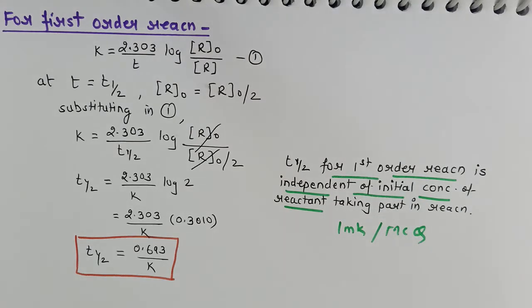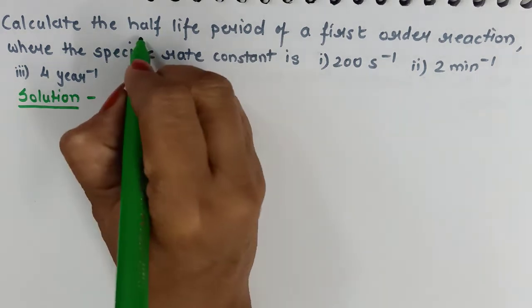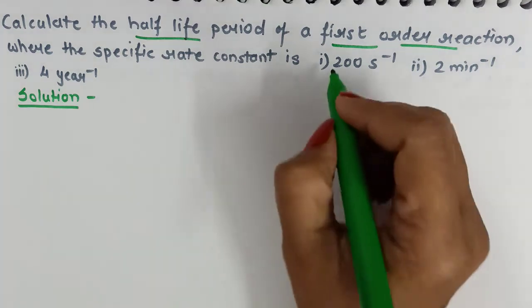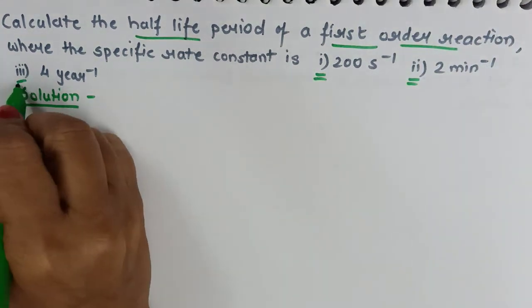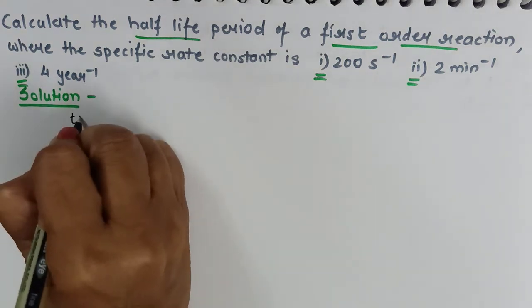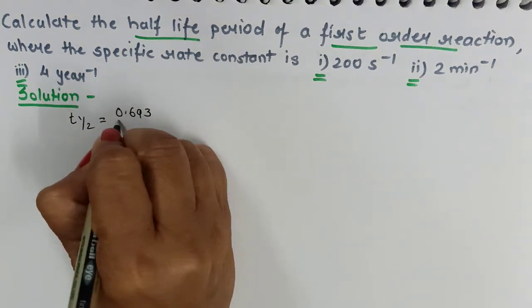So today we have seen how to calculate the half-life time for zero order and first order reactions. Since numericals are an important part of this topic, today we'll solve some numericals related to half-life time. We begin with the simplest numerical, where we are supposed to calculate the half-life period for a first order reaction, and there are three different rate constants given to us with different SI units. What is the formula for T half for the first order reaction? It is equal to 0.693 upon K.